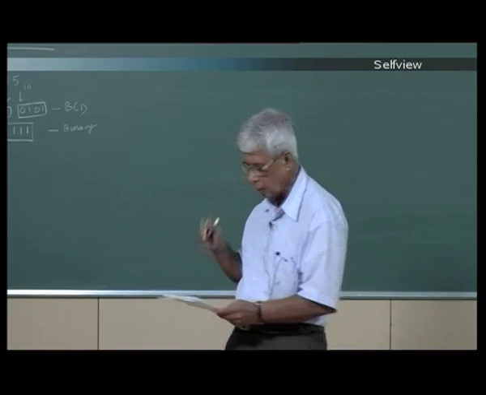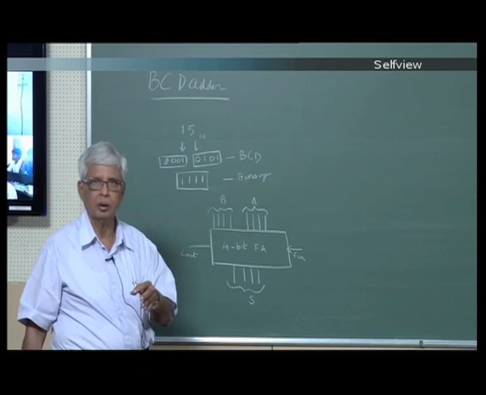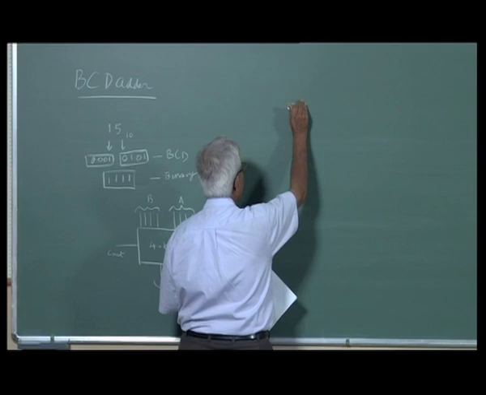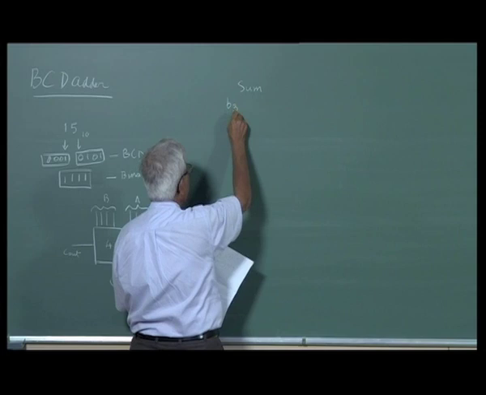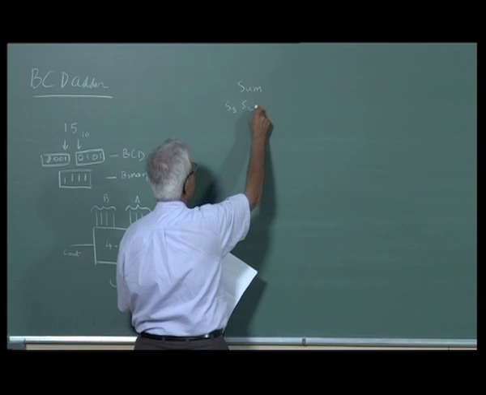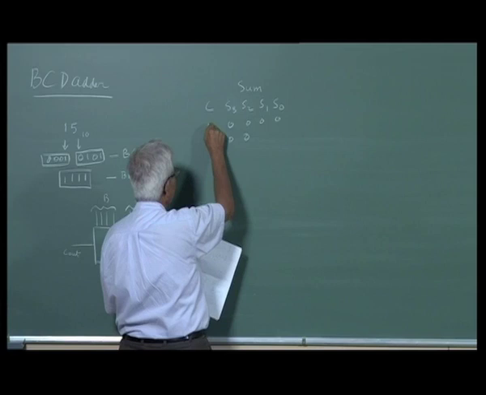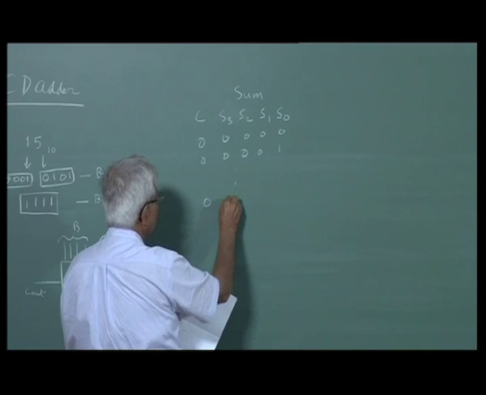Now there is no need for a carry in, but you will have a carry in as an input. Now if you do, the numbers will be 0, 0, 0, the sum will be S3, S2, S1, S0, 4 bits, starting from 0000, carry will be 0. And so forth up to 9. And then it will continue.